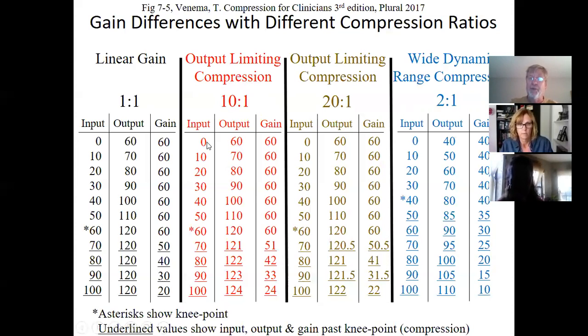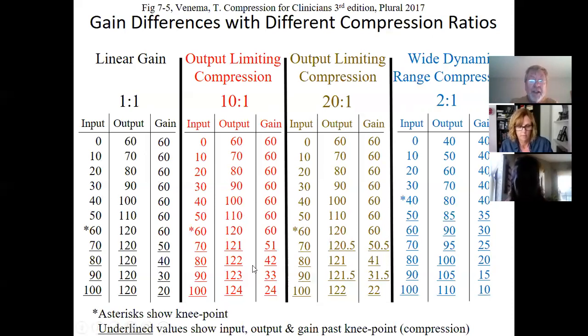Okay? Input of 0, output of 60, gain is 60. Input of 10, output 70, gain is 60. Everything, God's in his heaven, all's well with the world. In fact, these red numbers here are identical to these black numbers here. Nothing's changed. So the hearing aid is providing linear gain below its knee point. But now above its knee point, it's using compression.